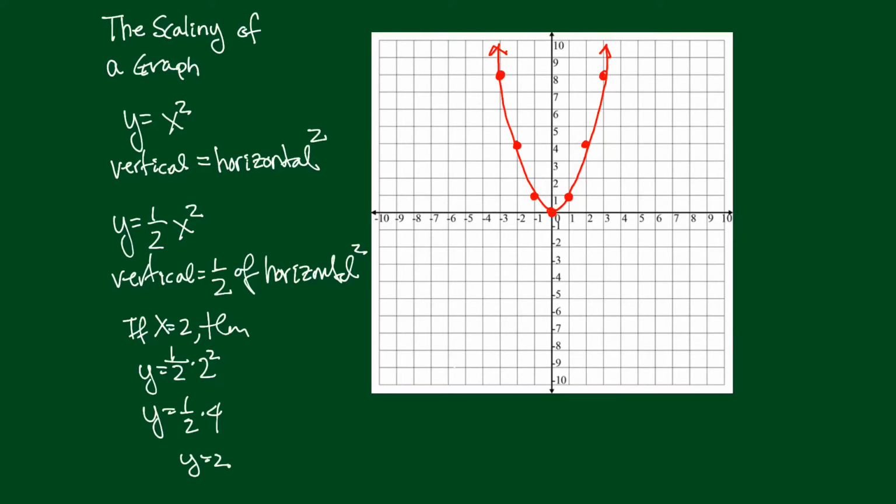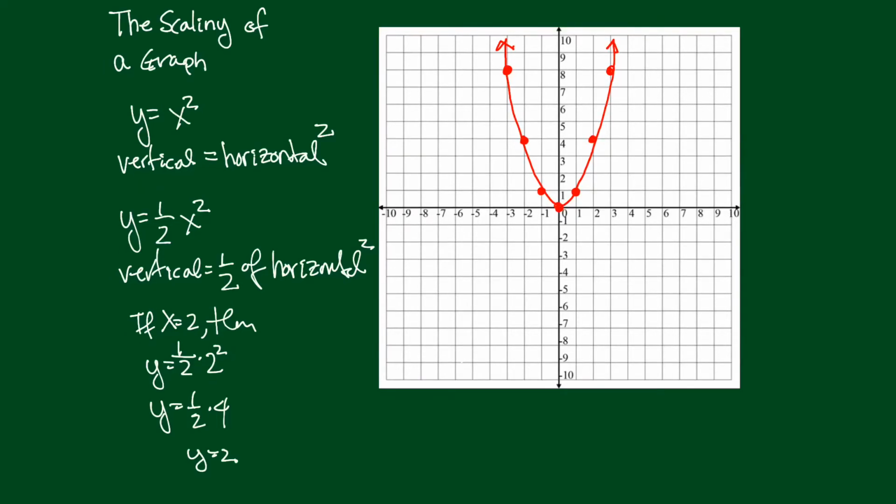So look where we are then. We'll start right here at the origin. I'll make a horizontal movement of 2. That's my horizontal movement of 2. Then I'll square it. That gives me 4. But then I take half of that. So I'm at half of 4, which is 2. So if I graph this, we would be right here.